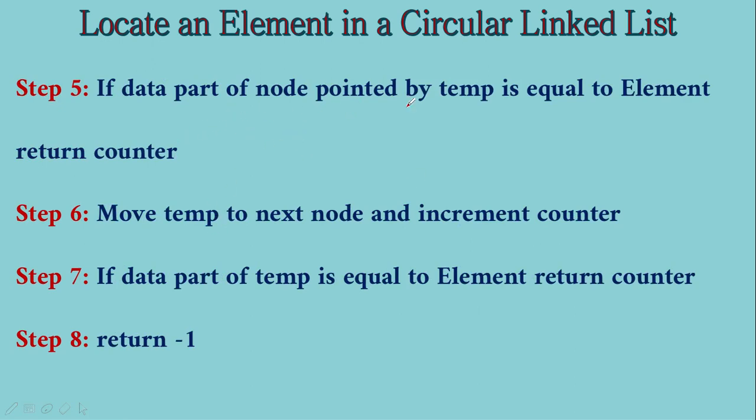In step 5, we check the data part of the node pointed to by temp. If it is equal to the element, then we return the counter. Otherwise, we move to the next node and increment the counter. As I told you, we have to explicitly check the last node alone after we come outside the loop. So we check if the data part of temp is equal to the element, then we return counter. Otherwise, if none of these cases are satisfied, we return -1. Let us implement this algorithm in C.